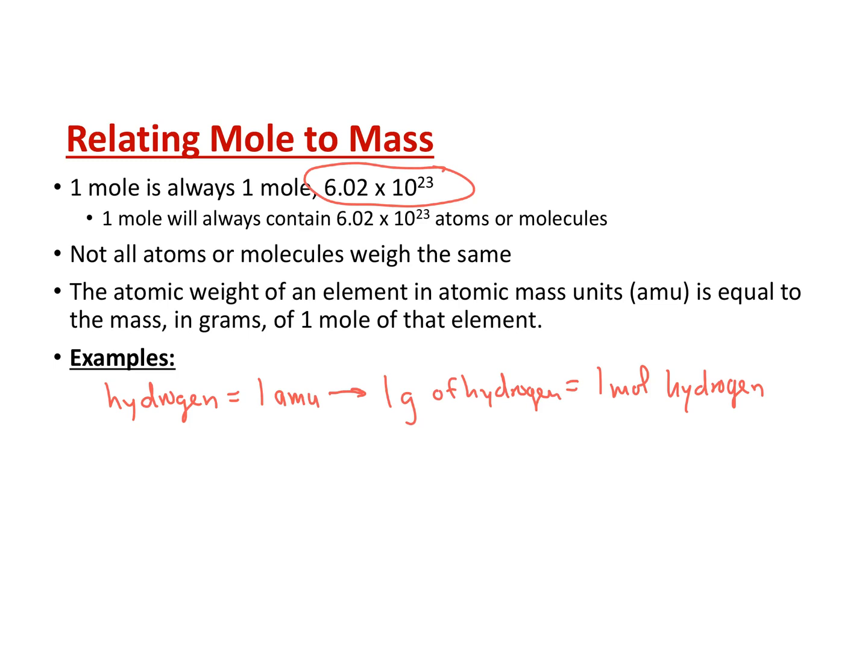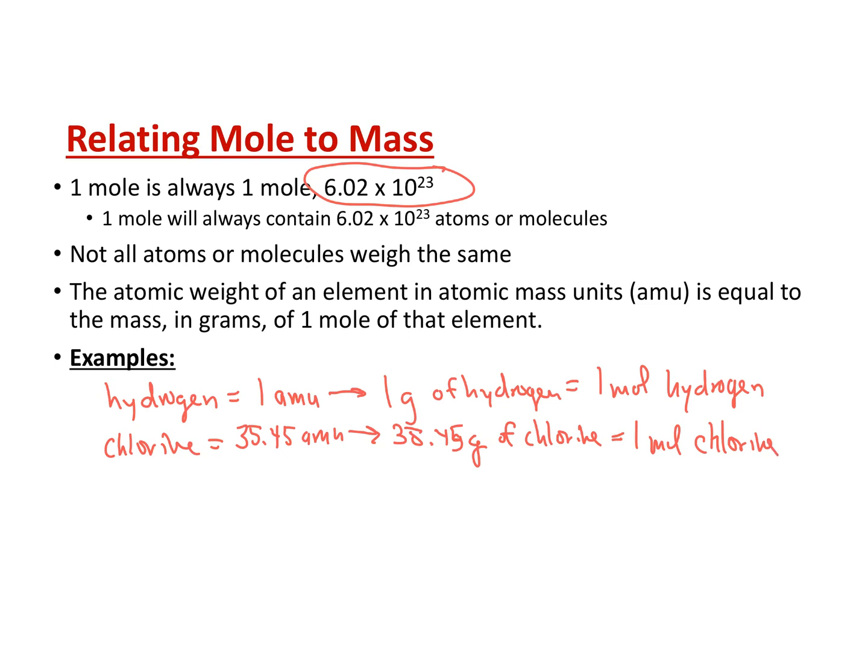So let's look at chlorine, for example, right? Chlorine equals 35.45 AMU. So if you had 35.45 grams of chlorine, you would have 1 mole of chlorine, the element. Silver, right? Look at the periodic table. Silver is 107.8 AMU. So if we had 107.8 grams of silver, you would have 1 mole of silver. So now we can go directly from the atomic weight to the mass of that sample we would need for an element.